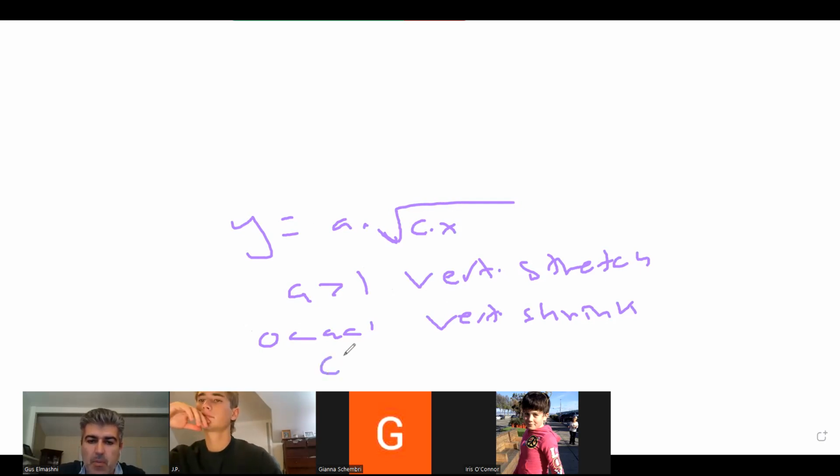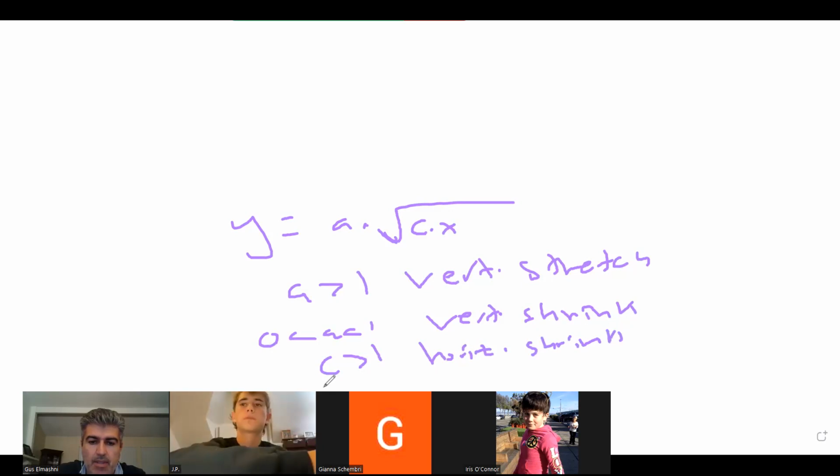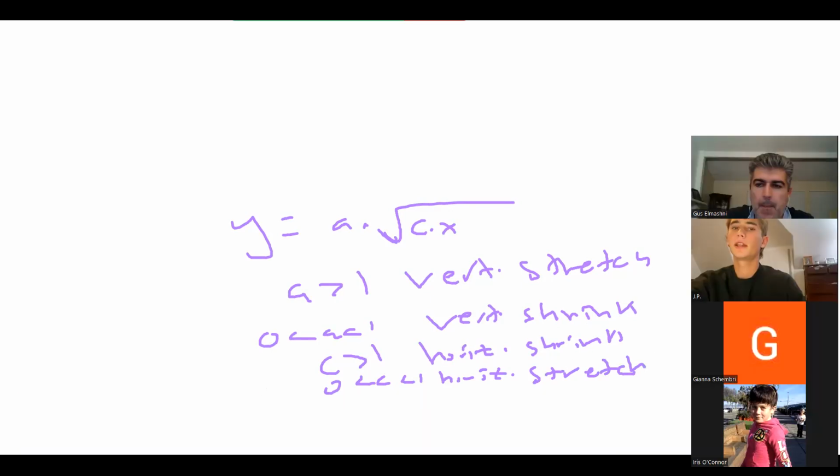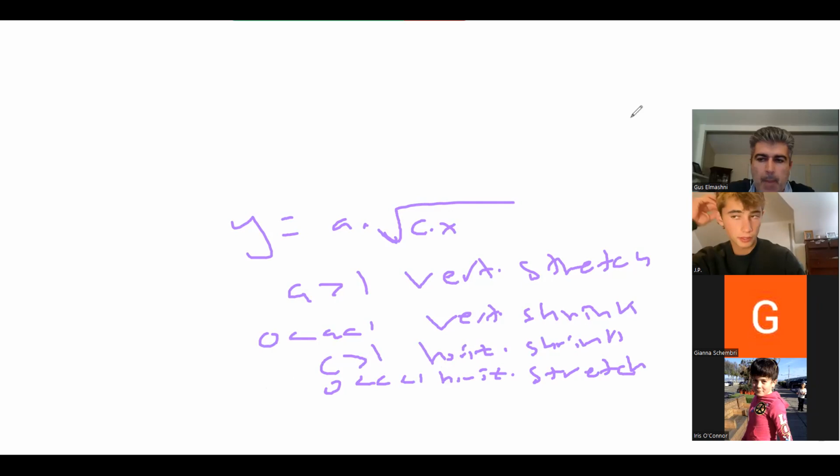C is bigger than 1. That's a horizontal shrink. Just so you know, it's a horizontal shrink. C is between 0 and 1. That's a horizontal stretch. So just the opposite. So hopefully that clears it up, Anthony. And that's still for the transformation, like describe the transformation.